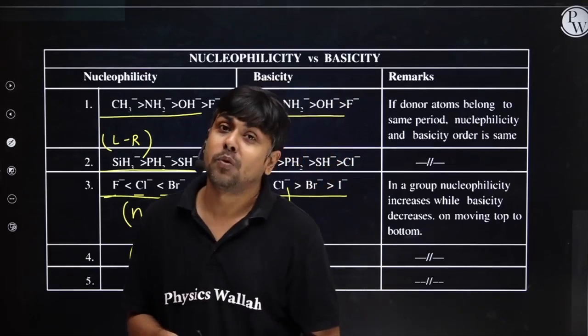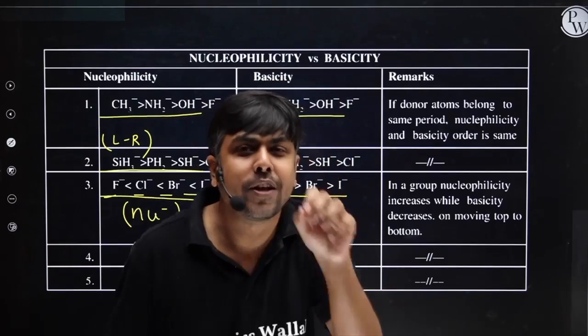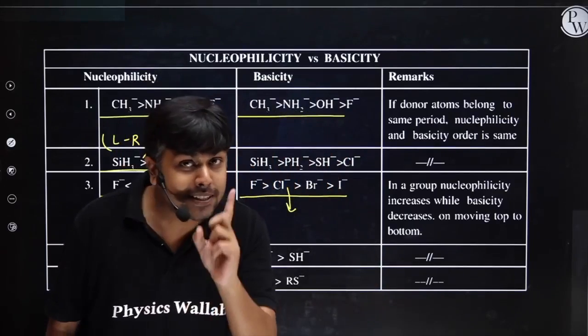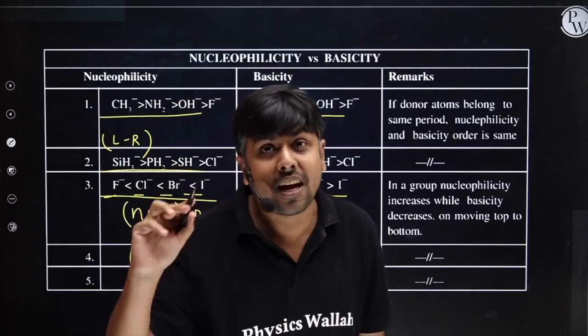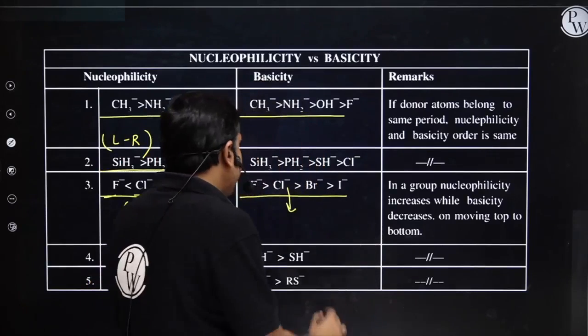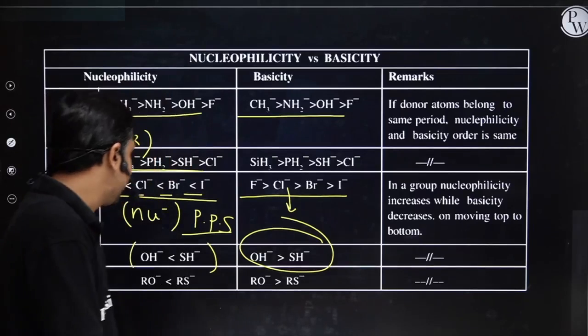SH minus will be solvated to a lesser extent as compared to OH minus. So which one is a better nucleophile? SH minus. But basic strength depends on charge density. OH minus will have higher charge density. So OH minus will be a better base as compared to SH minus. Am I clear, students? Next.